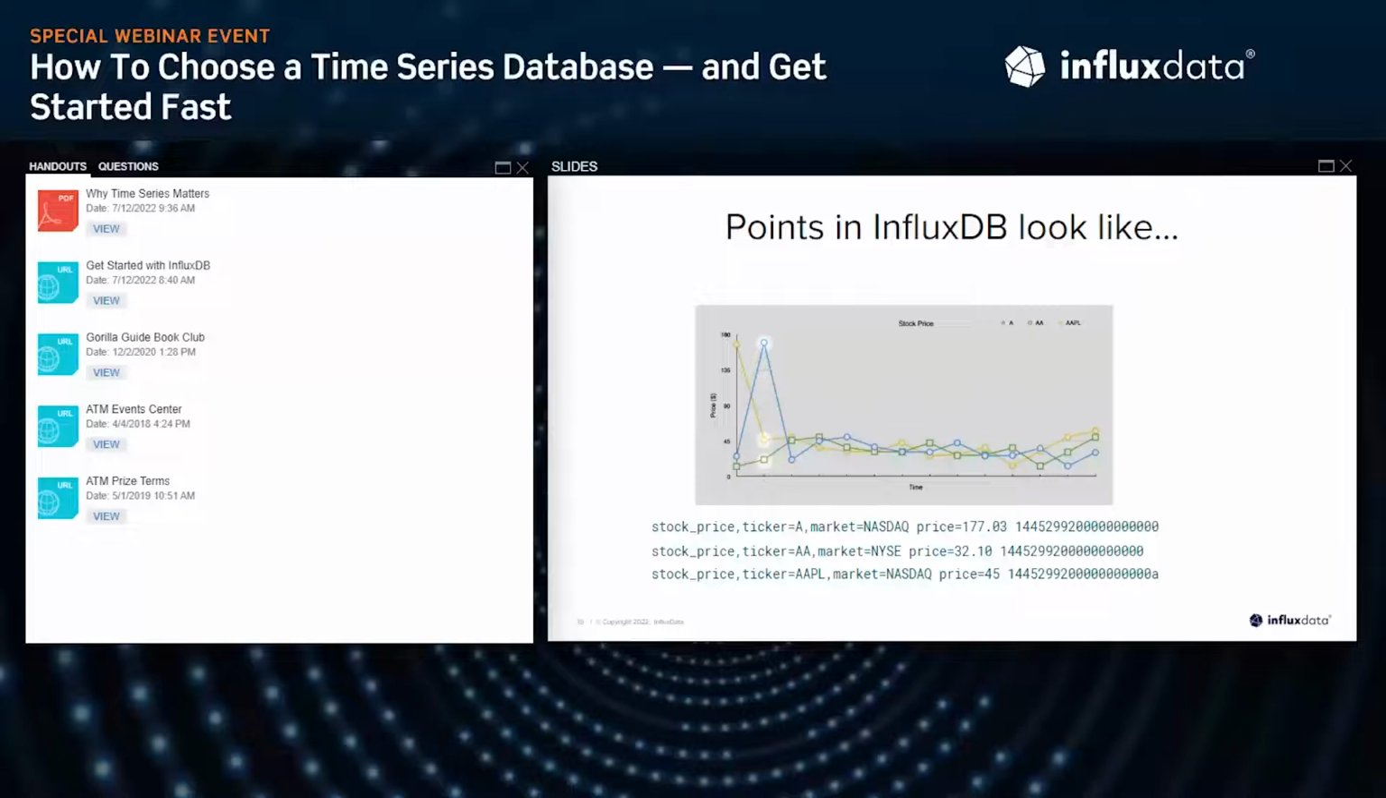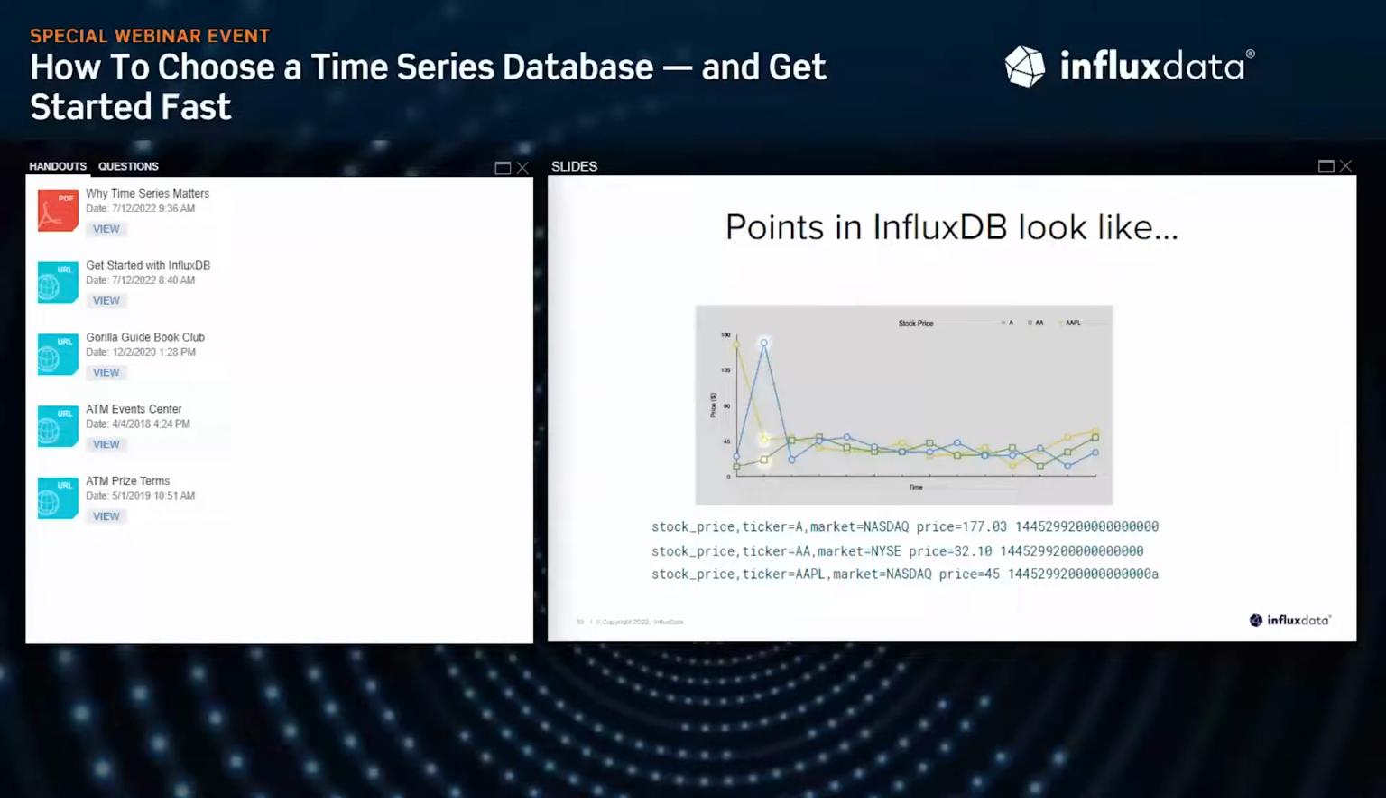The big thing to pay attention to here is, one, these commas, and two, the space between the market and the price. That space is important for InfluxDB to parse the data as it's ingested. That first space is what separates the tags from the values.